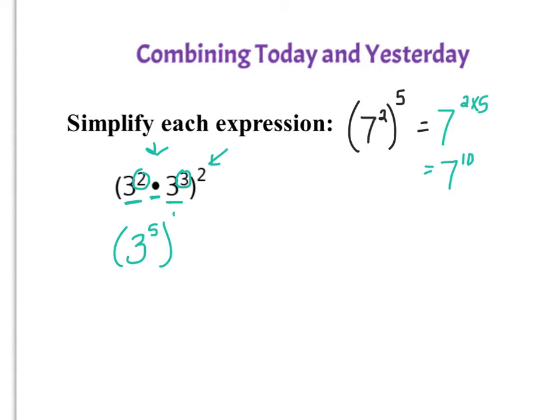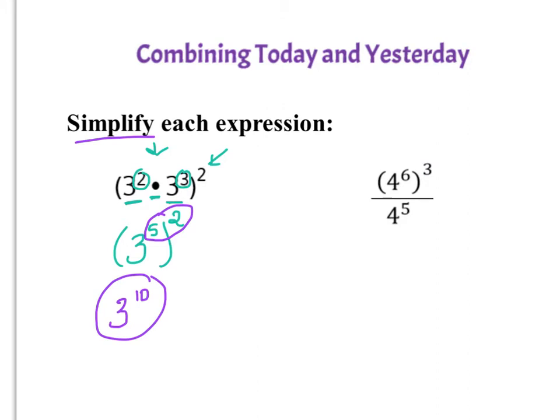Now, I'm going to raise that to the 2nd power, what's outside of my parentheses. So like we just learned, when I'm raising a power to a power, I need to multiply. 5 times 2 is 10. So 3 to the 10th power is this expression in simplest form.